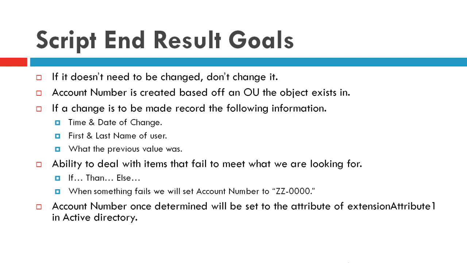We're going to need the ability to deal with some items that fail to meet what we're looking for, such as if a user exists outside of the organizational unit, then we're going to set a special account number of ZZ dash and then four zeros. The account number, once determined, will be set to the attribute of extension attribute 1. Since we have 15 different extension attribute values, we just basically pick one of them and we're going to use that from here on out as the account number.